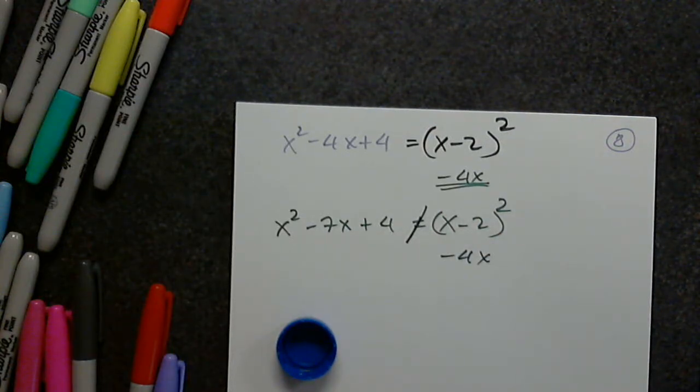The point I'm making with the second example is this. You cannot just look at the first term and the last term and say, oh, I know it's a special product, without checking the middle term. Because the middle term may not work.